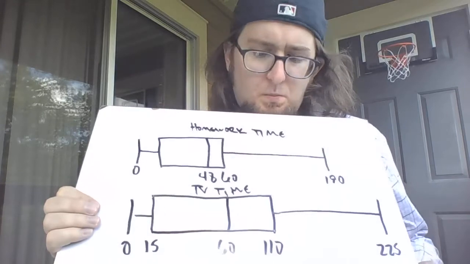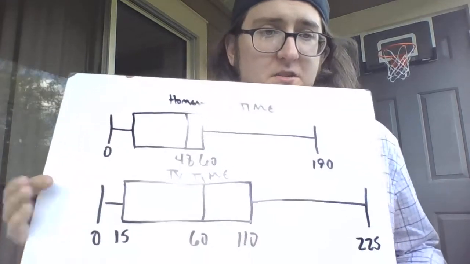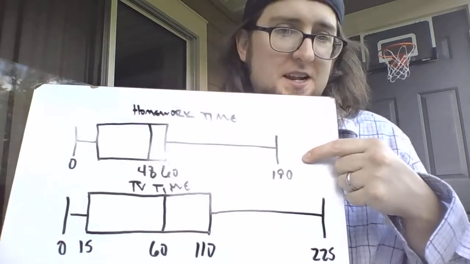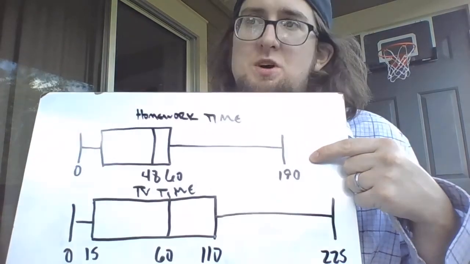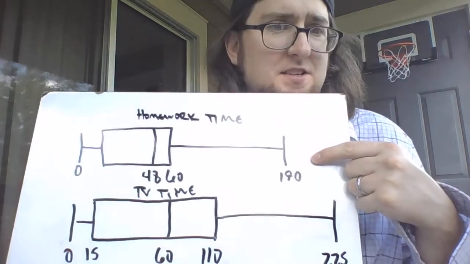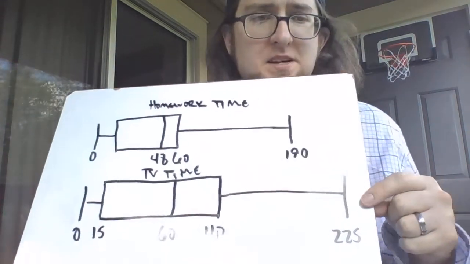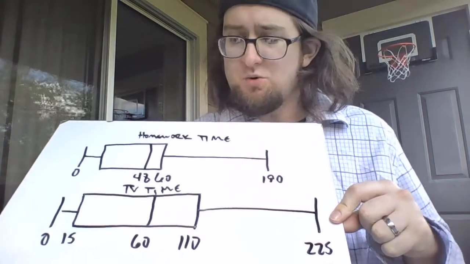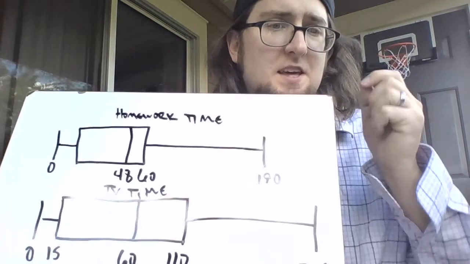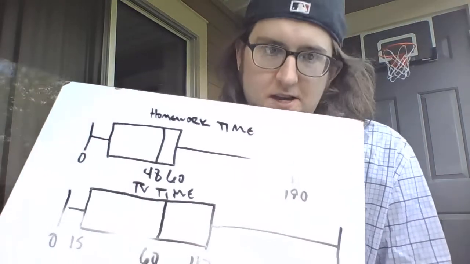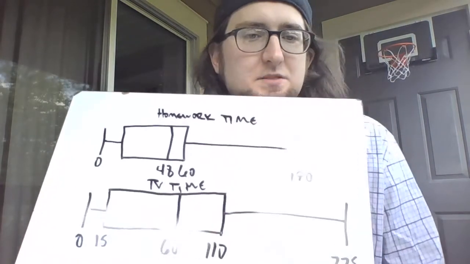That's a fact. We also see that there was somebody that said they spend 190 minutes on homework. That's what, 2.5 hours? That's a lie. 3 hours and 10 minutes? That sounds better. And somebody said that they spent 225 minutes watching TV. How long is that? 3 hours and 45 minutes? Yeah, I think so. So they spent a lot of time on both.